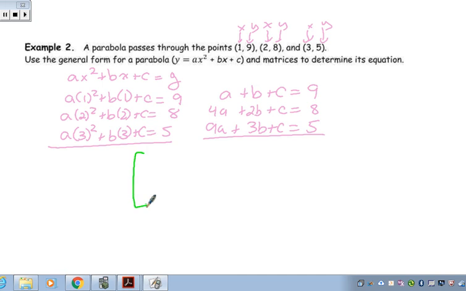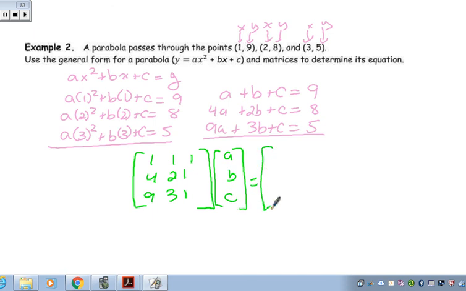So we start with the coefficient matrix: 1, 1, 1, 4, 2, 1, 9, 3, 1. We have the variable matrix of a, b, and c. And then we have the answer matrix of 9, 8, and 5. At this point, we're just going to be using the calculator to solve the equation here. You will find the inverse of the coefficient matrix and multiply it to the answer matrix.